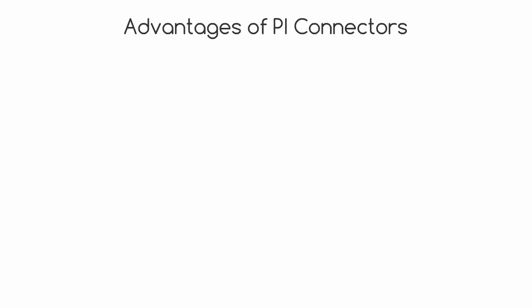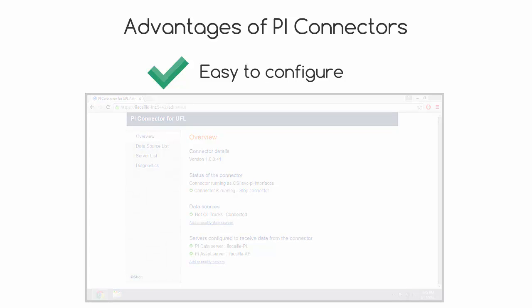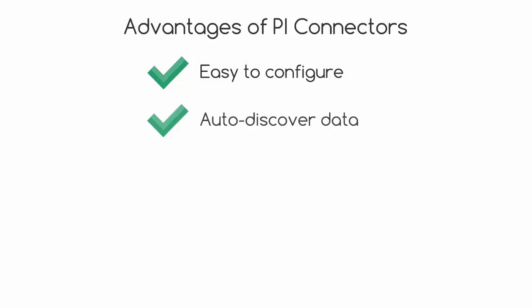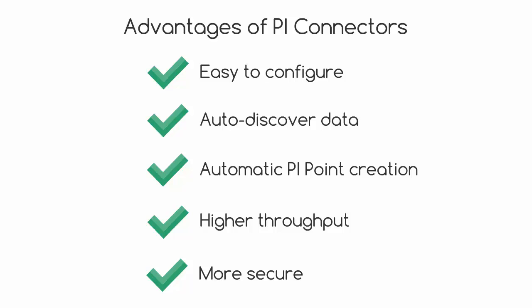Alright, now that we've compared the two, let's summarize the advantages of Pi connectors. They're easy to configure. Configuration and management is done through a web interface that you can use to access your Pi connectors from any machine. They automatically discover data on the data source, and they automatically create Pi points in the Pi system. You simply connect to your data source and let it do the rest. They send data faster. Their throughput can be up to 10 times higher. And finally, they're more secure. Pi connectors are built on a modern software platform with a strong focus on security.